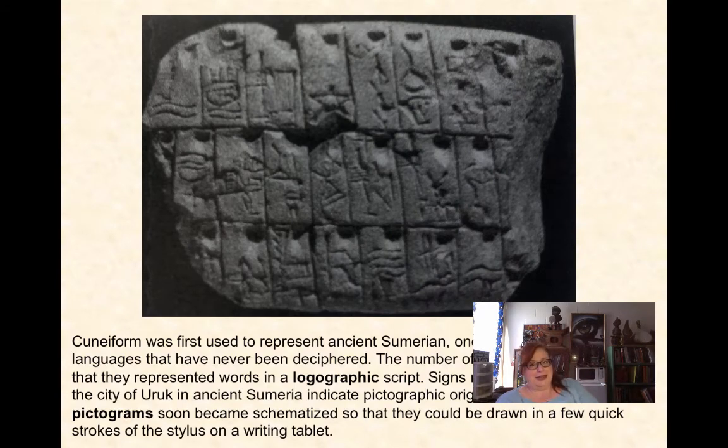So what you're looking at here is an actual little clay tablet that has some cuneiform on it. The signs on this clay tablet are an early form of cuneiform. Once again, some of these look wedge-shaped, some of them don't. And it's never actually been successfully translated, unfortunately. But anyway, the number of them suggests that they represented words in a logographic script.